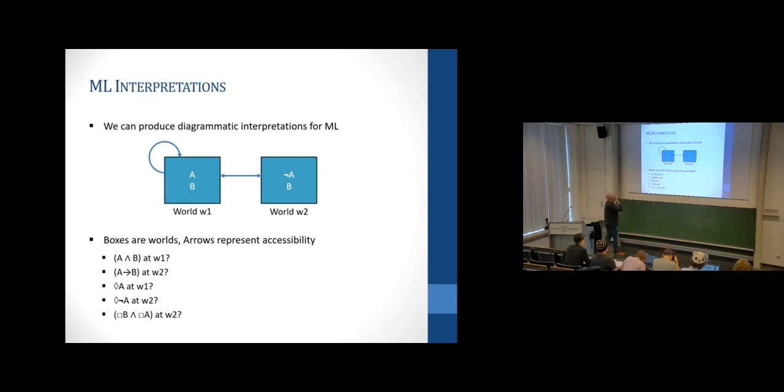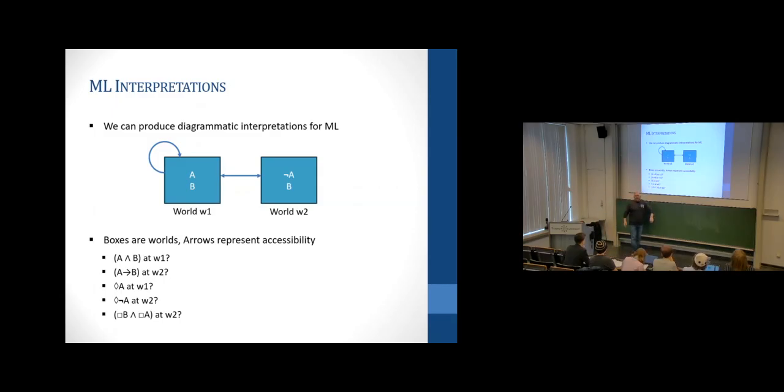So with this toy interpretation, we can start to assess various ML claims. Let's take our first one here. We've got A conjunction B. Is A conjunction B true at W1? Yeah, right? Both conjuncts are true, so the conjunction's true. How about A conditional B at W2? Yeah, it's true. Why? Because the antecedent's false, and in any circumstance where the antecedent's false, the conditional is always true. So far, so good?